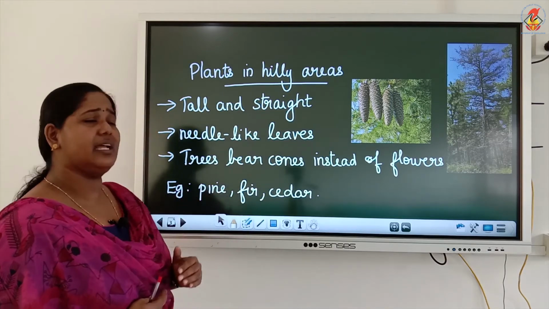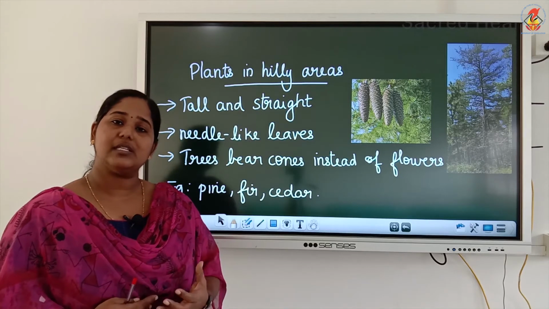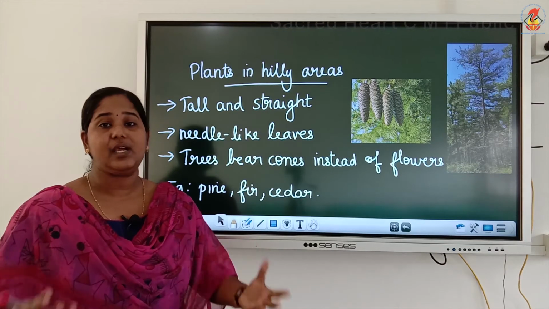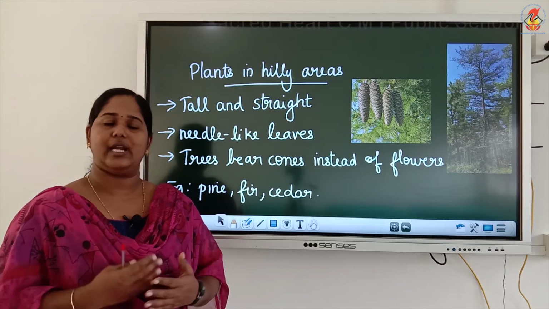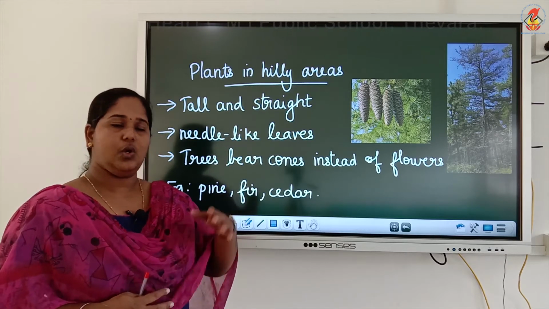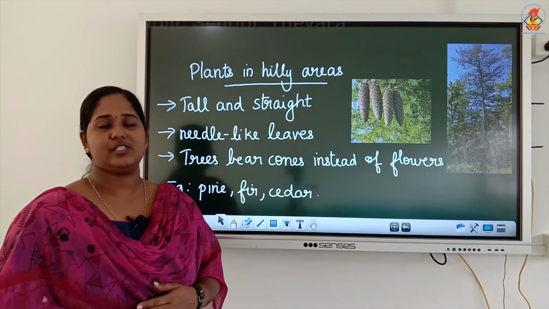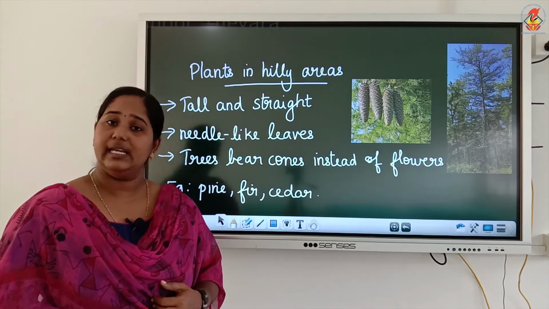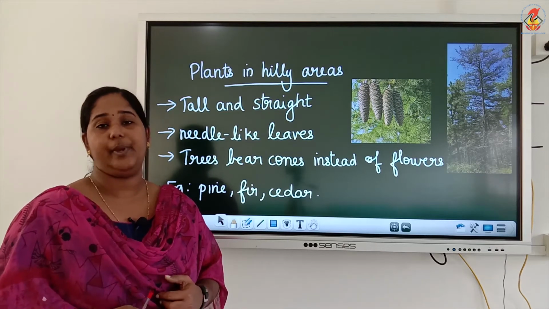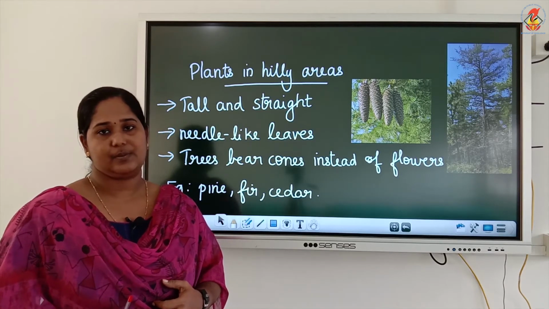And some examples are given here. Pine, fir, and cedar are all plants that grow in hilly areas. Spruce is a tree that grows in very cold regions. In too cold climatic conditions, the spruce tree grows. So this is about plants growing in hilly areas. First one is, it is tall and straight. Then needle-like leaves are present to withstand the cold climate. Third one is, cones are present instead of flowers.